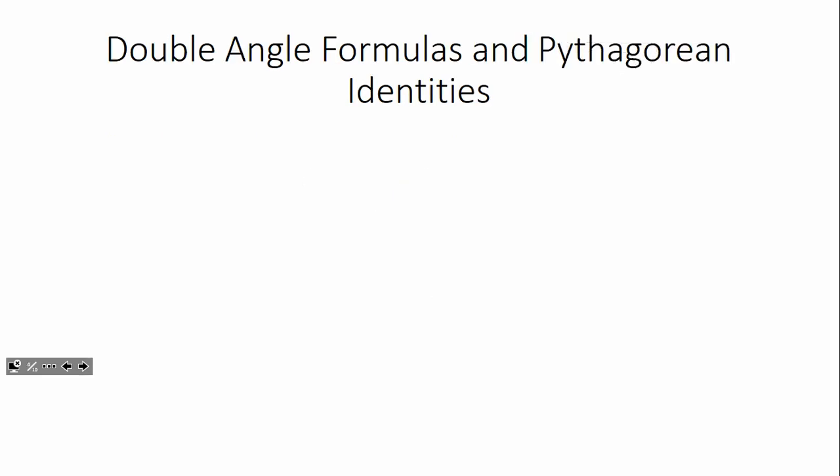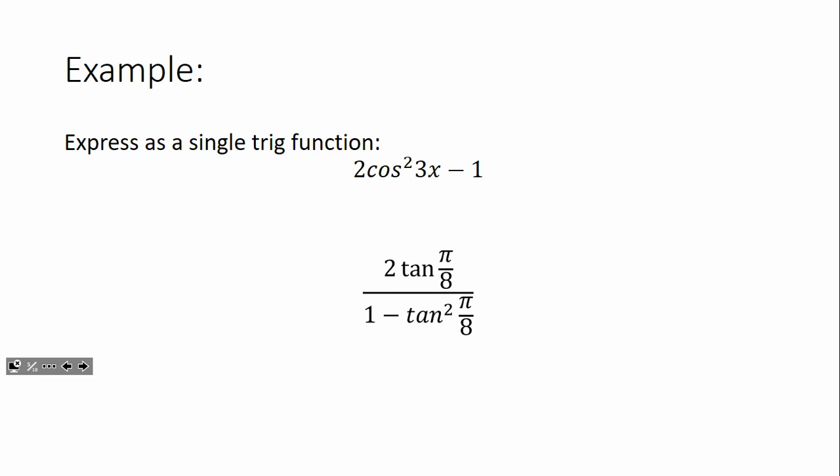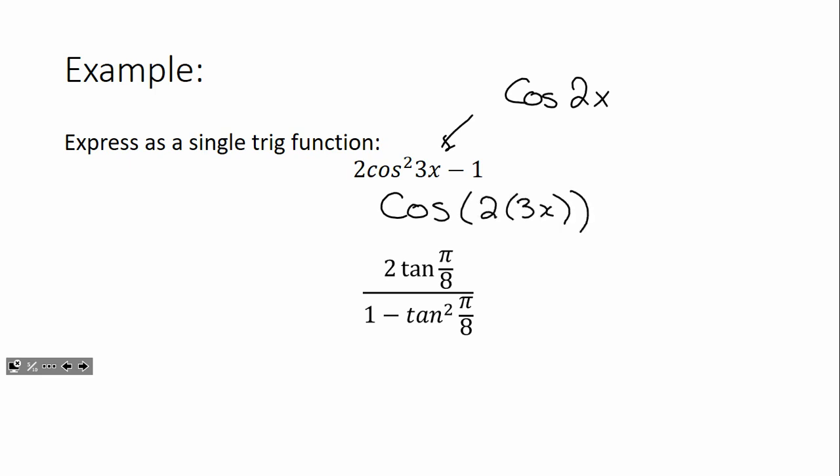Next up is our double angle and Pythagorean identities. These ones are the ones we use more commonly. Something like this one, the 2 cos squared of 3x. You would want to recognize that that's a double angle, and it's cos of 2x. So all I do is I write it as cos 2 times whatever my angle is on the inside, and this can be written as cos of 6x.